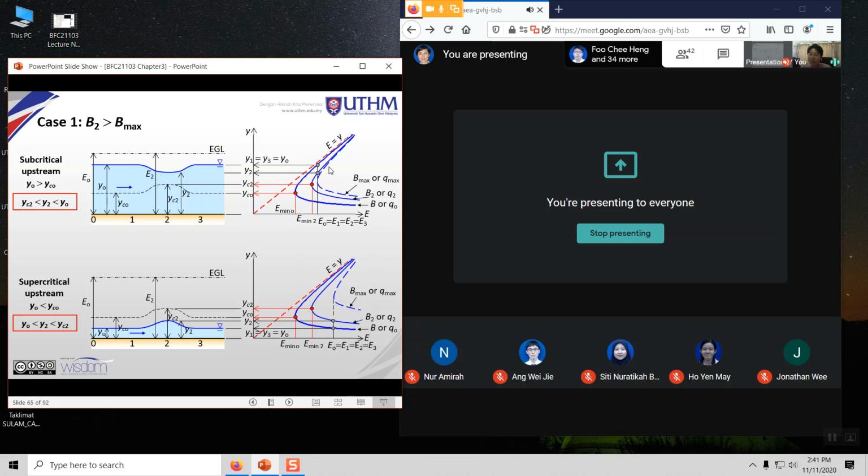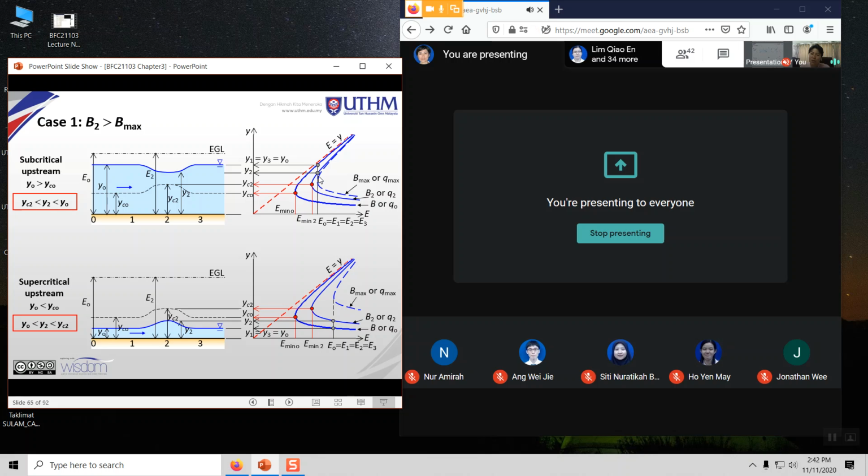The dashed line represents when your width at location 2 is reduced up to a point where the flow starts to become critical. Therefore, the width is known as Bmax, when your E min is equal to E naught. So for case 1, your specific energy is between your Bmax line and your B naught line.